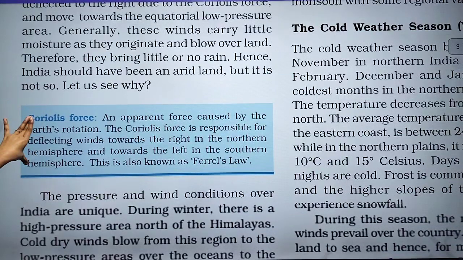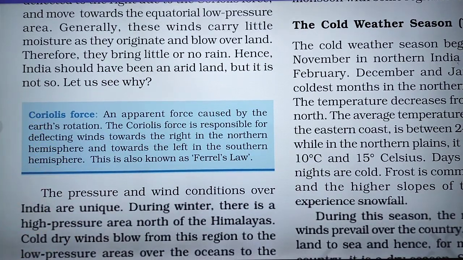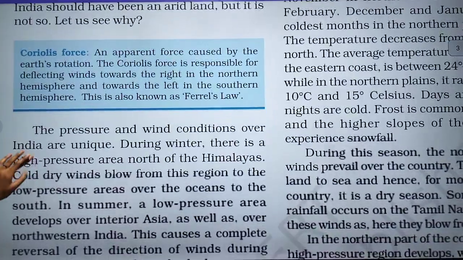This is the definition of Coriolis force: an apparent force caused by the Earth's rotation. The Coriolis force is responsible for deflecting wind towards the right in the northern hemisphere and towards the left in the southern hemisphere. Okay, this is known as Ferrel's law.